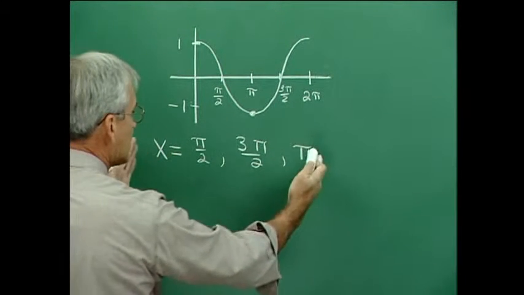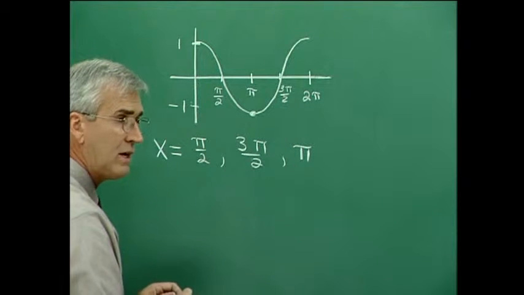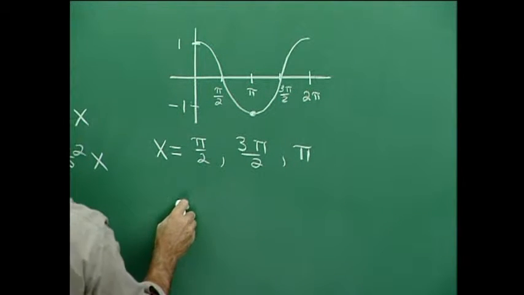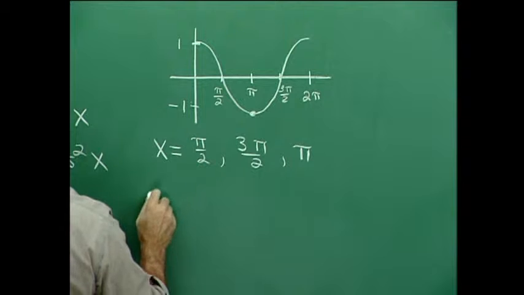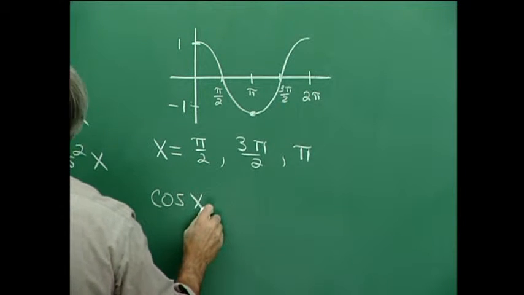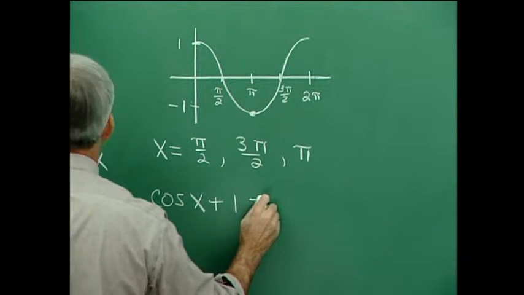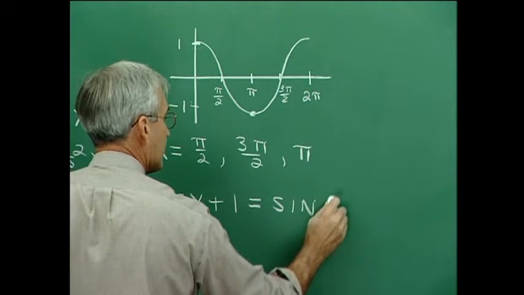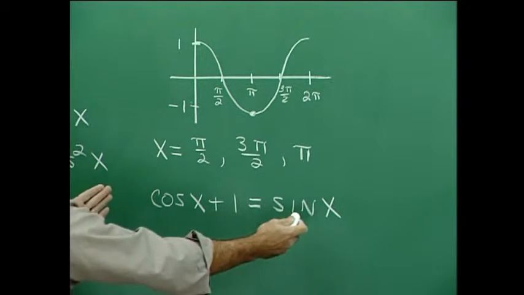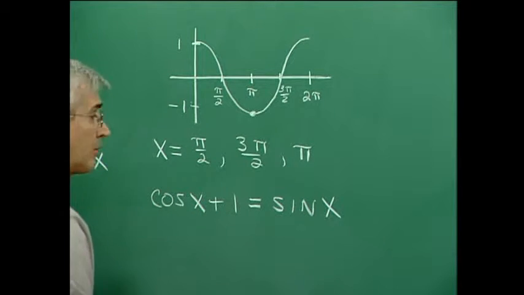Now we need to check these. That means we need to put them into the original equation. I'll rewrite the original equation right here just for handy reference. It is cosine x plus 1 equals sine x. Now, it turns out that to evaluate this, we can also use a graphical approach.